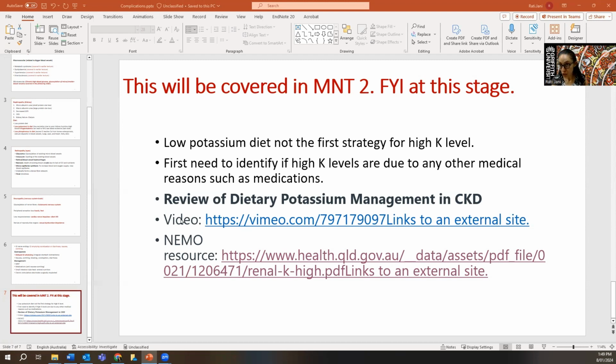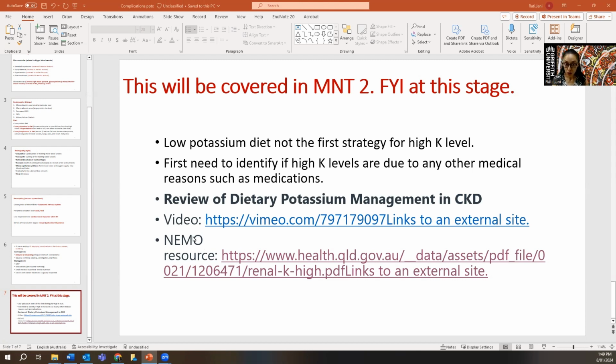If you see high potassium levels in the blood, first eliminate all the other medical causes and then consider and see whether the patient needs a low potassium diet. So the conclusion is that not every patient needs a low potassium diet. It is very case by case basis.